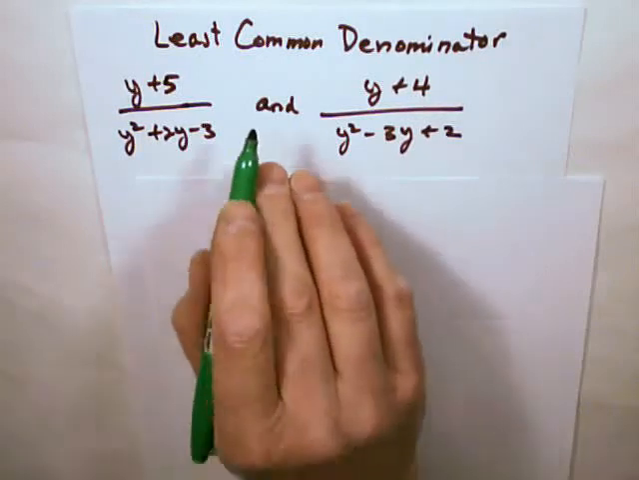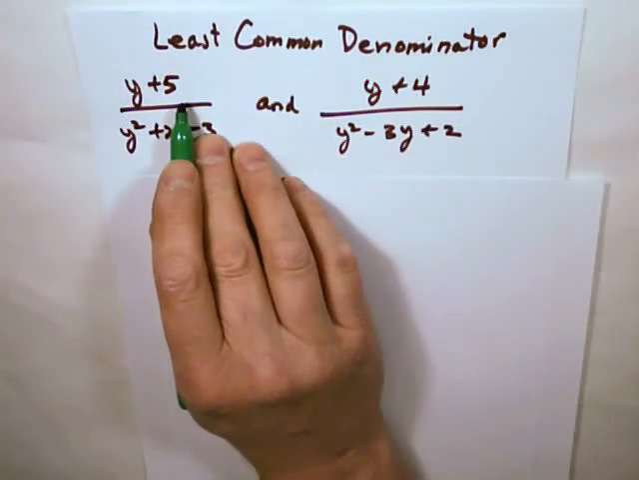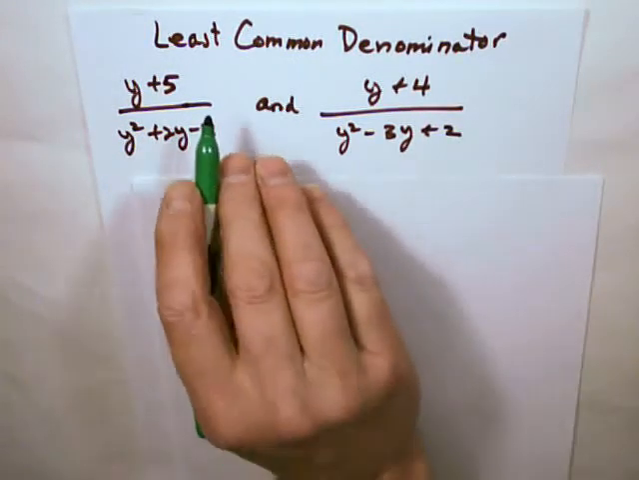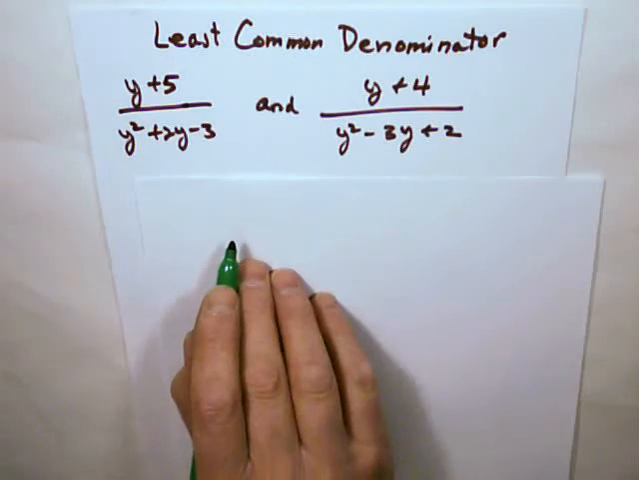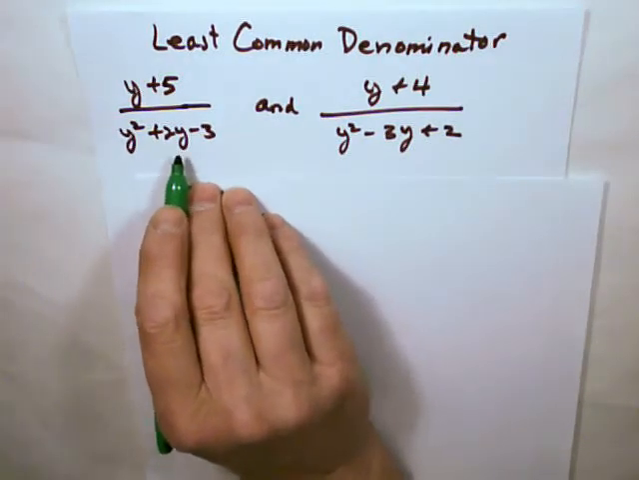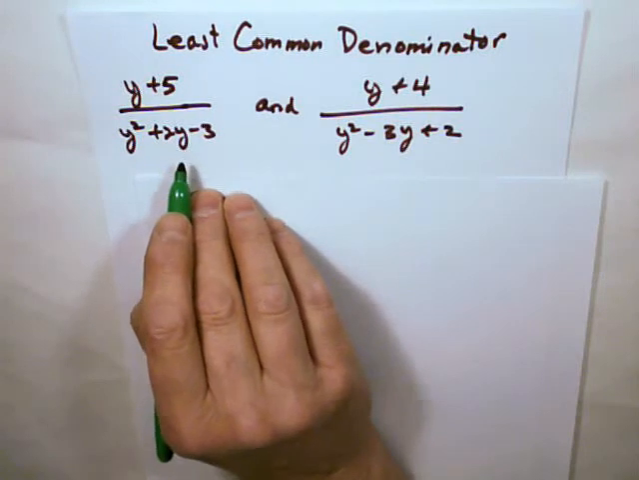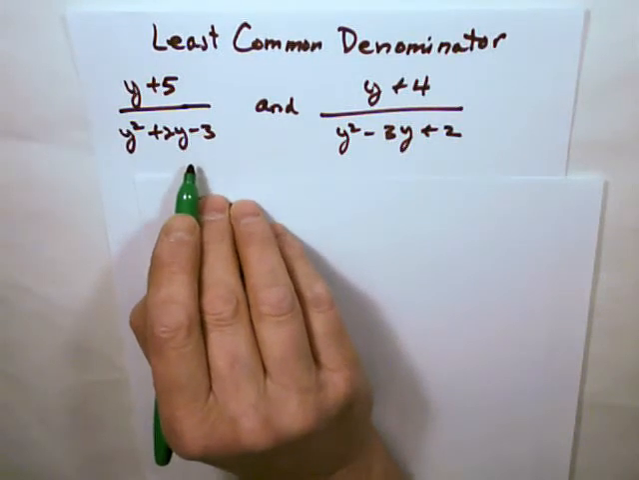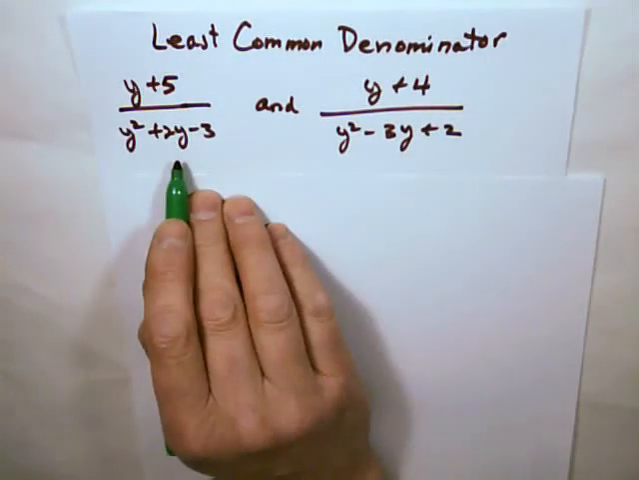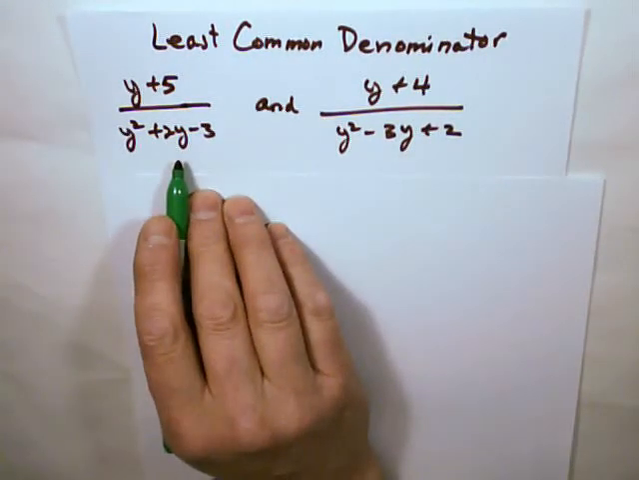So when we're adding and subtracting two rational expressions with different denominators, we're going to have to use that concept of a least common denominator. Basically, we're going to rewrite each of these rational expressions as an equivalent rational expression, so the two will have the same denominator. Same idea as we did in fractions.